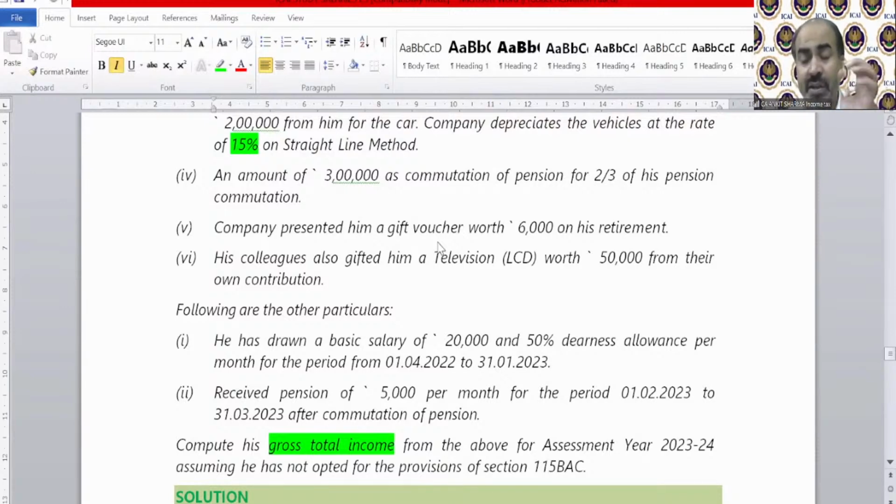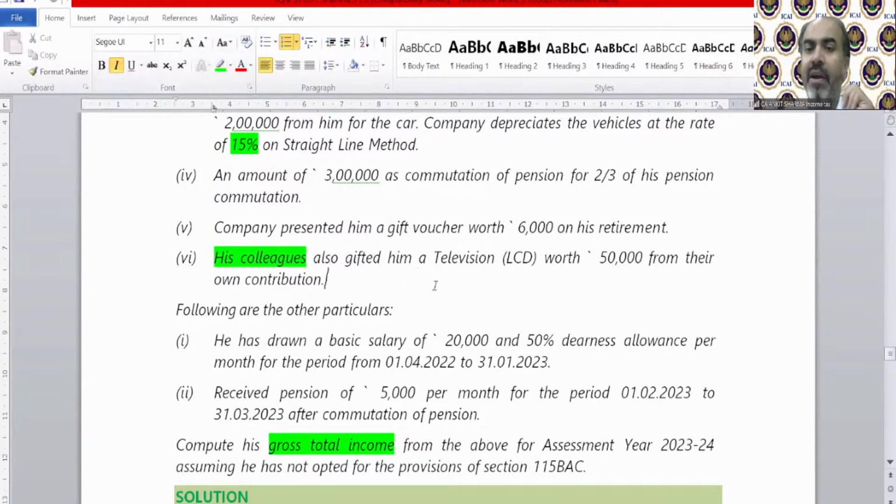Another view is this, full 6,000 can be taxable. For the purpose of examination, you can recommend the view that only 1,000 is going to be taxable. His colleagues also give him a television worth rupees 50,000 from their own contribution. Now understand, the gift has been given by the colleagues, not the employer.